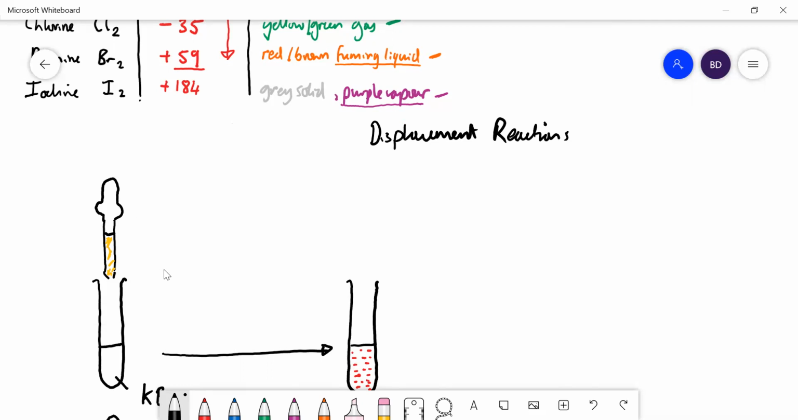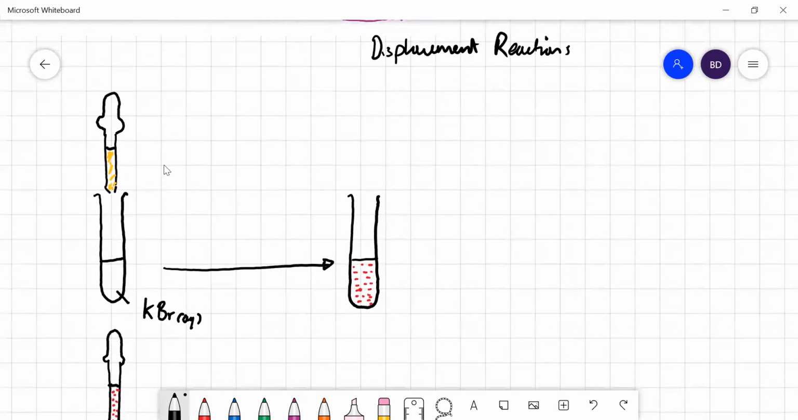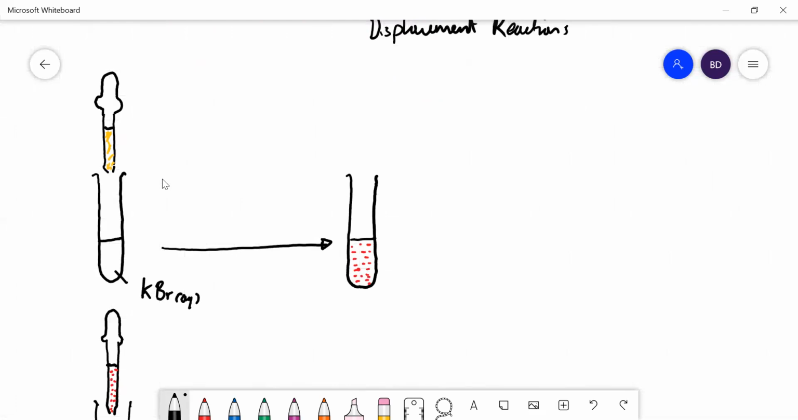Okay, so what we've got here is a solution of potassium bromide in this first diagram, and we're going to add to it chlorine water. So it's actually chlorine dissolved in water, so Cl2(aq). Chlorine is pretty soluble in water. Now when you add the chlorine to that potassium bromide, note that this is a colorless solution.